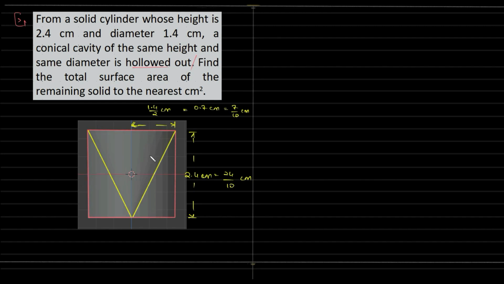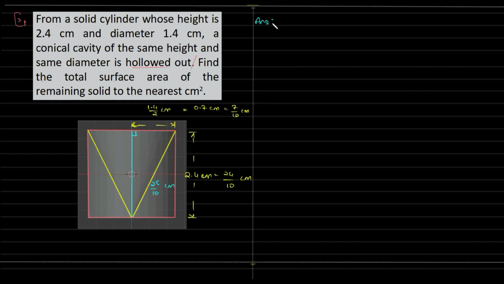Find out the total surface area of the remaining solid to the nearest centimeter square. Okay, so we need the slant height. For slant height we need a right angle triangle. So this is our triangle, this is 90 degrees and we have to find this. If you know Pythagorean triplets, 24 and 7, we know that this will be 25 by 10 centimeter. That's the advantage of knowing little things in math.